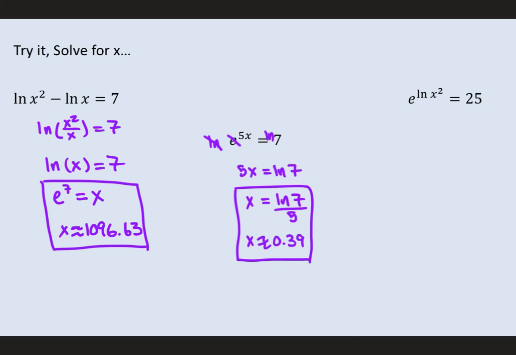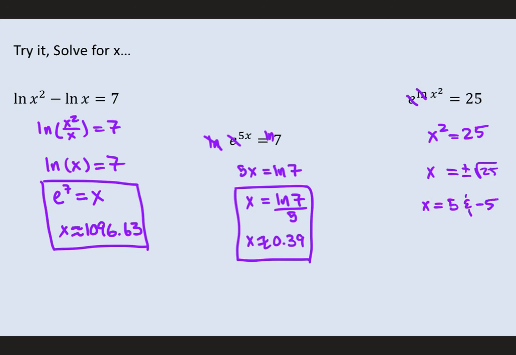And then this last one here is already set up kind of nicely. We have e to the ln of x squared equals 25. Just like this last one, the e and the ln are going to cancel each other out. They're inverses of each other. That'll leave us with x squared equals 25. So we'll take the square root of both sides. So we'll get x equals plus or minus the square root of 25, so we'll get x equals 5 and negative 5.